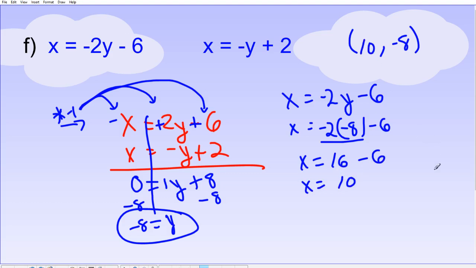And I have an answer. I found my x value is 10. My y value is -8. And I'm done.